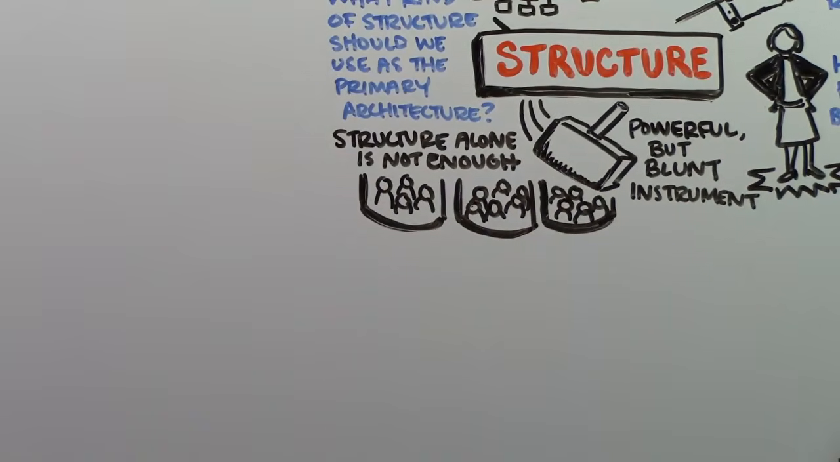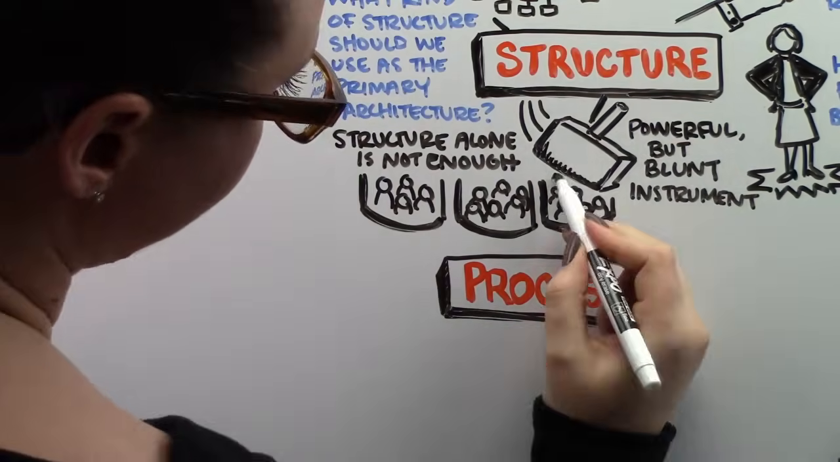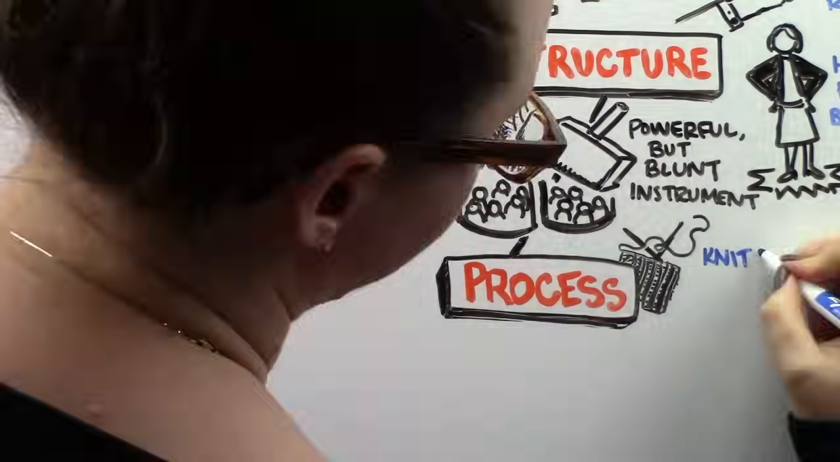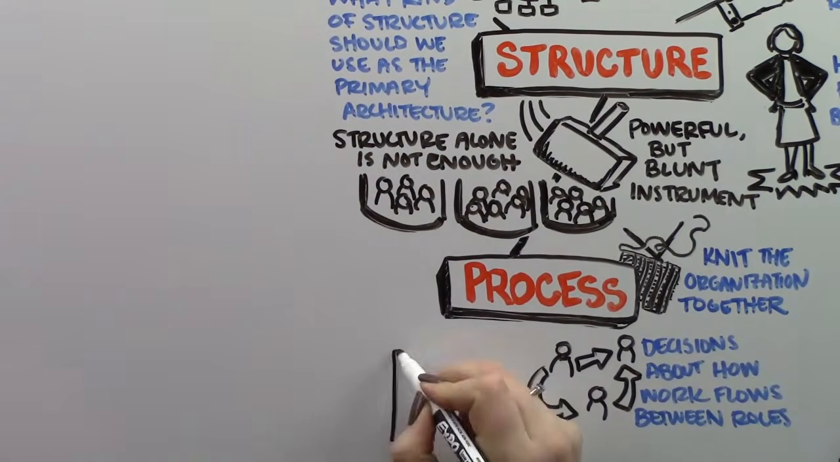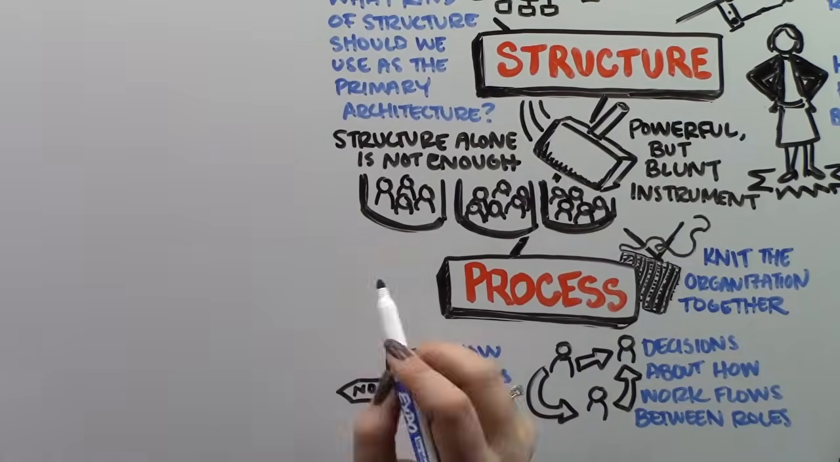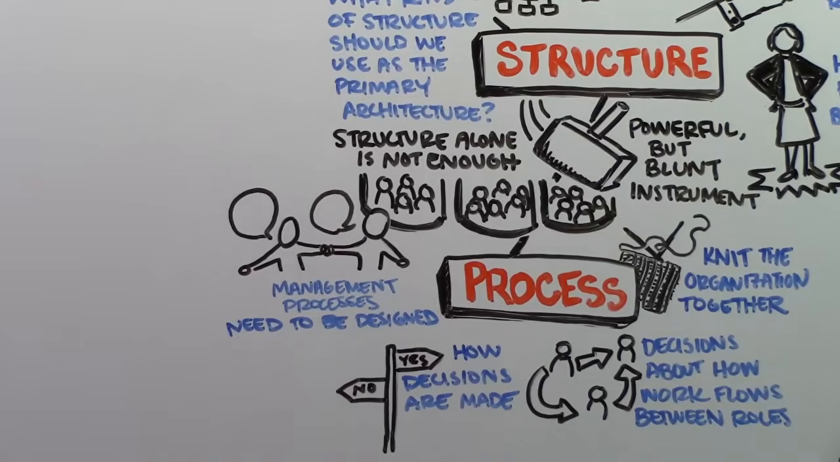To cross these boundaries, we turn to our second lever, process. We need ways to knit the organization together. Decisions need to be made about how work flows between roles and how decisions are made. Management processes that link people together and create the right conversations need to be designed in alignment with the structure.